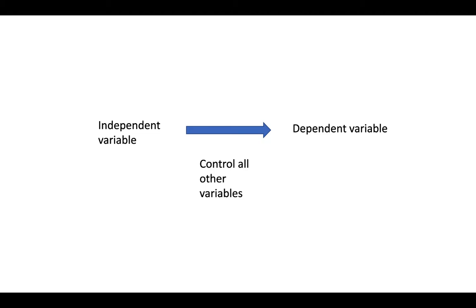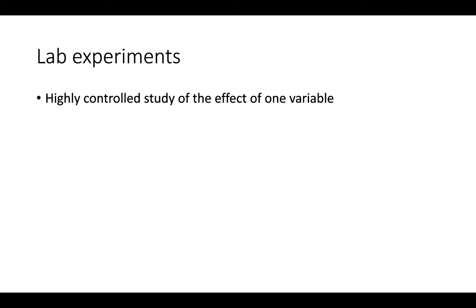Okay, so this all sounds very strange in sociological terms, and it is really. One of the reasons is that we don't do this method very much. It's the least popular method. It's very rare to do it in sociology, as you'll see, because there are loads of disadvantages. So, a highly controlled study of the effect of one particular variable.